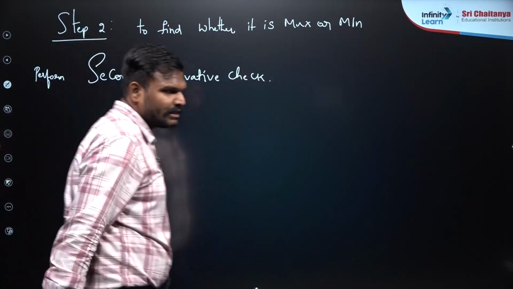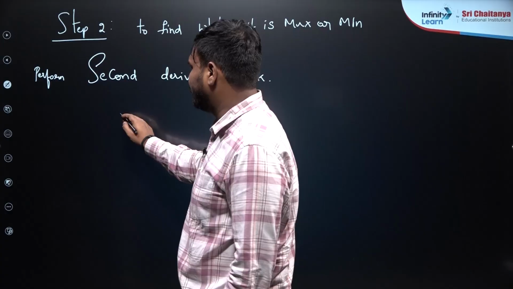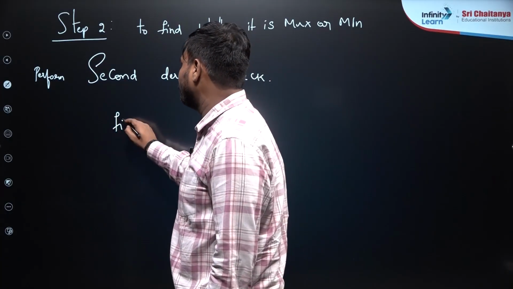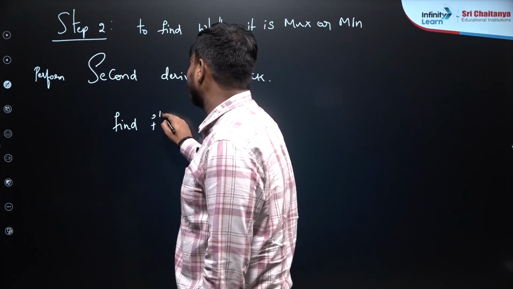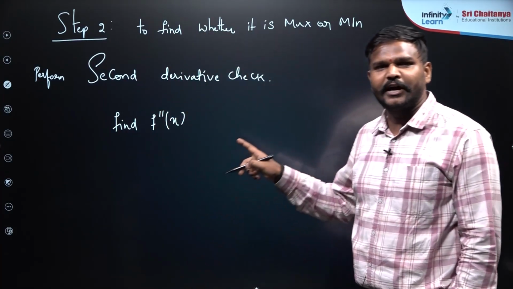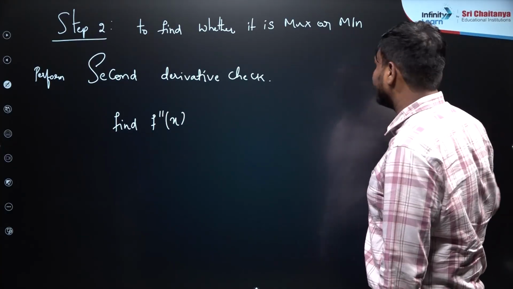We need to perform what, sir? Second derivative check. Now what is this second derivative check? We have to differentiate the equation again. We have to find f double dash of x. That means we have to differentiate this function again.